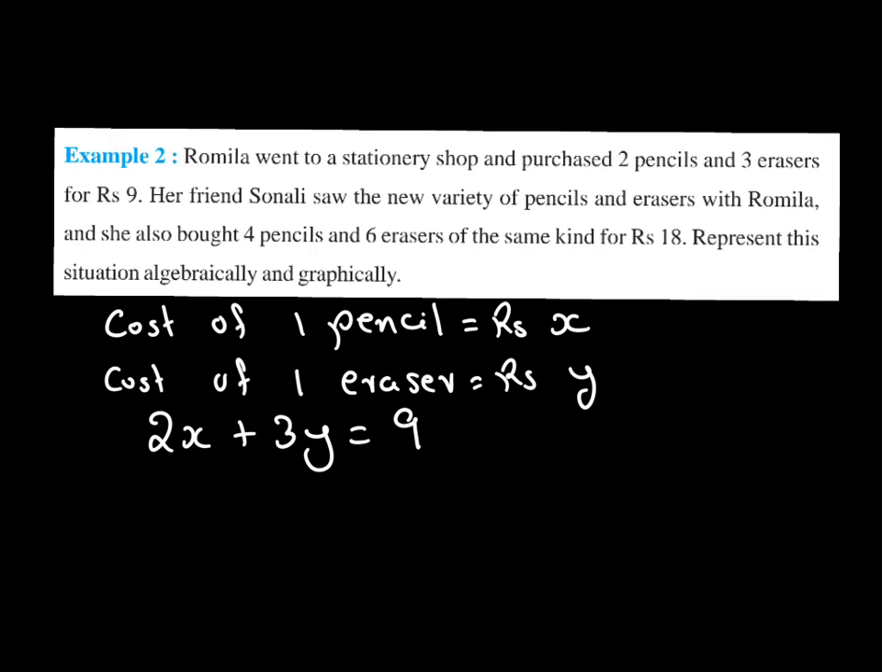And the second case is 4 pencils and 6 erasers cost 18 rupees. So we can write it as 4x plus 6y equal to 18. So we have represented this problem in the form of a linear pair of equations. Now it gets pretty easy to solve it graphically and algebraically.